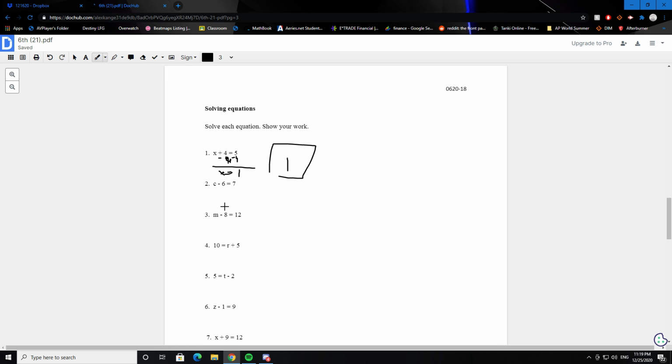Again, so what minus 6 equals 7? So isolate the variable, add 6 to both sides. C is 13. 13 is your answer.